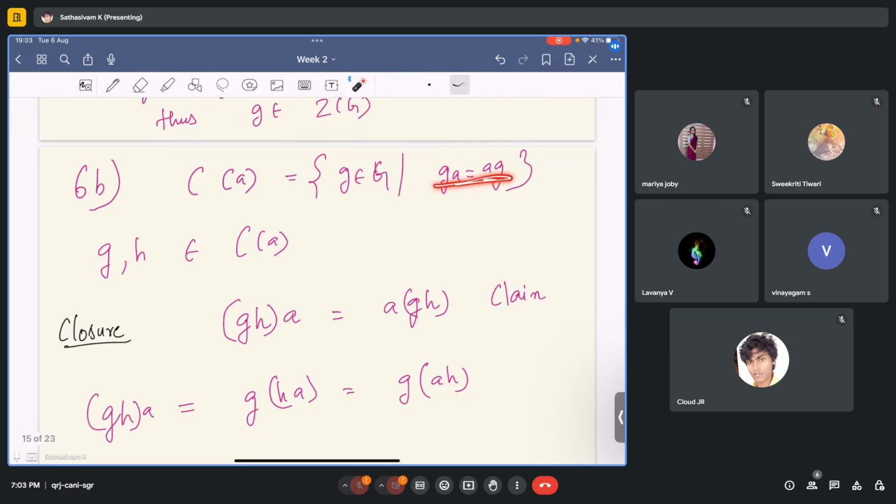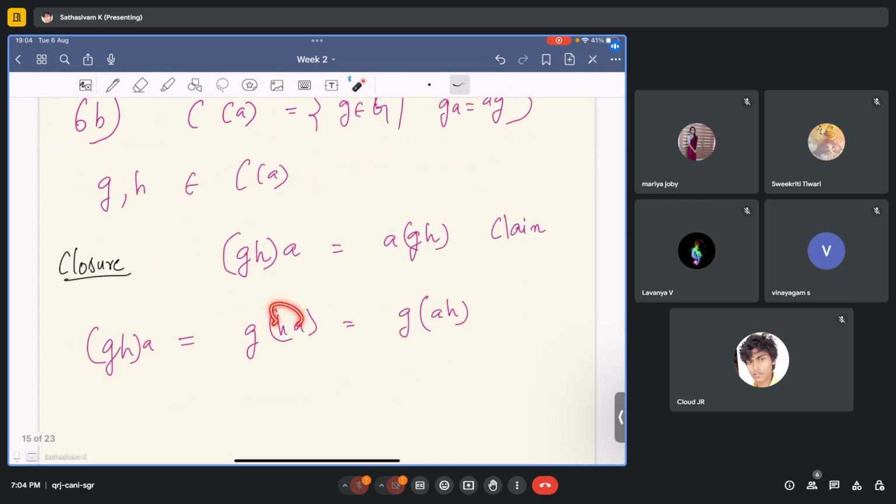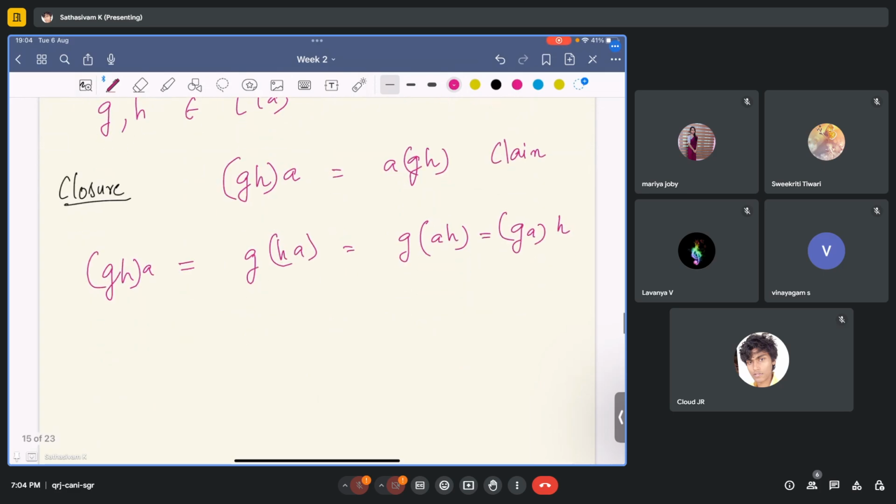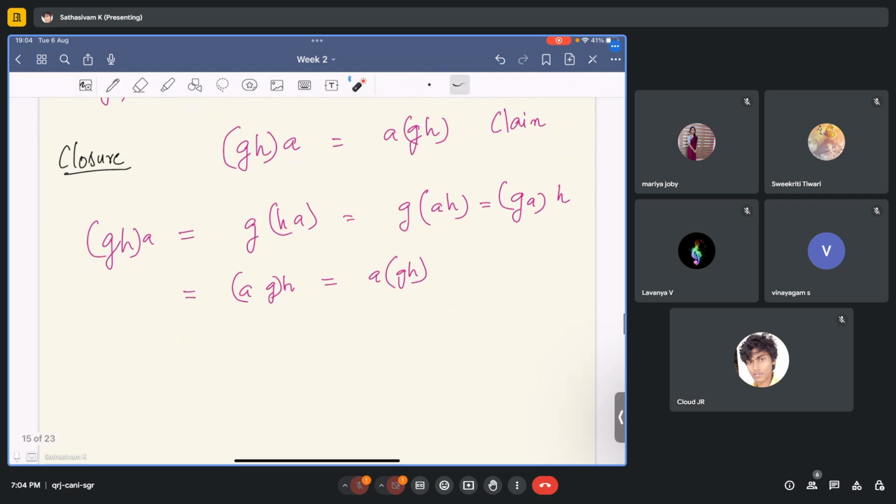These elements commute. G and H belong to the centralizer, which means the order of H and A you can change. So this order I changed here. Now I change the brackets, using associativity again. Now I commute it again, G, A, H becomes A, G, H. Now again use the associativity, A(GH). Okay, so we got it. That is what we want to prove. Basically just associativity and the commuting property, and you will get it. Okay, so closure is done.